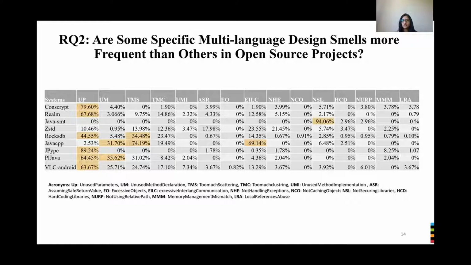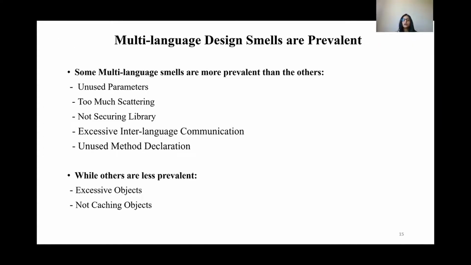Regarding the second research question, where we are investigating if some specific types are more frequently occurring than others, as we can see in this table, we can observe that unused parameter is among the most frequently occurring design smells, followed by not secure in library, too much scattering, excessive inter-language communication, and unused method declaration. Those are among the most frequently occurring design smells, while the less frequently occurring are excessive objects and not caching objects.